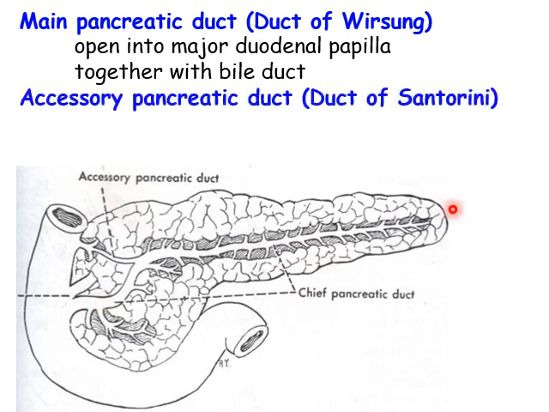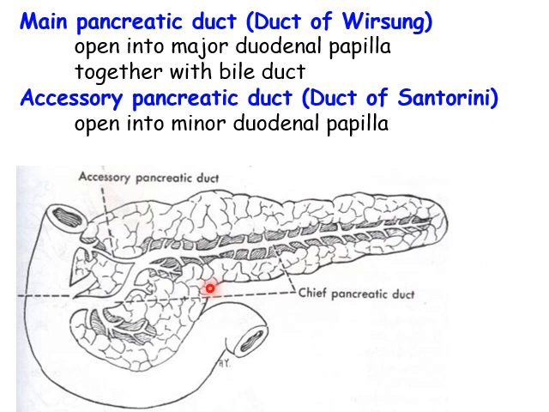Accessory pancreatic duct. Another one here. This is the accessory pancreatic duct. Duct of Santorini. Opens into the minor papilla. So this is the major duodenal papilla. This is the minor duodenal papilla. This is the second part of the duodenum.